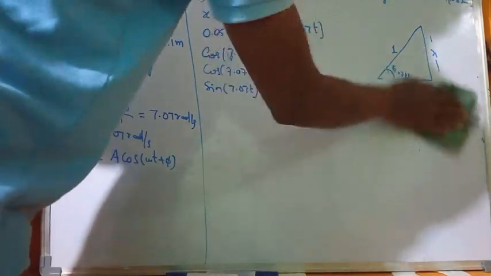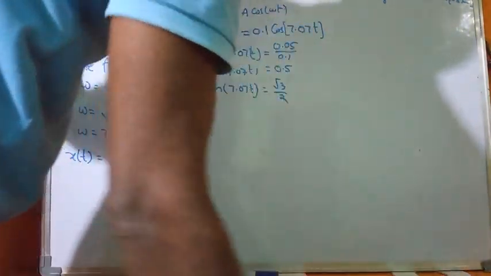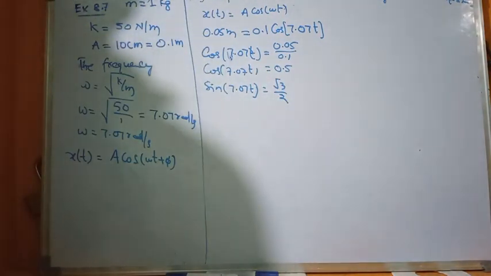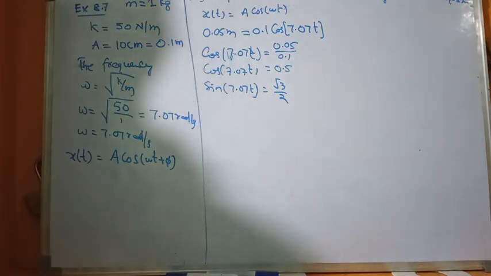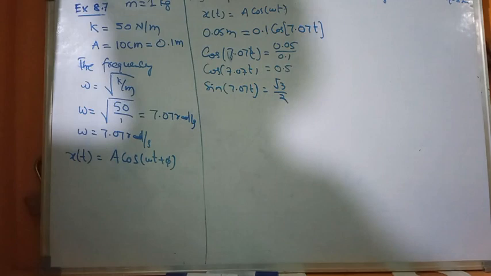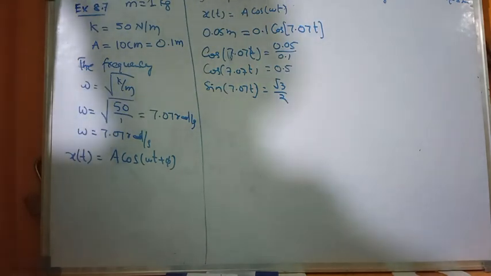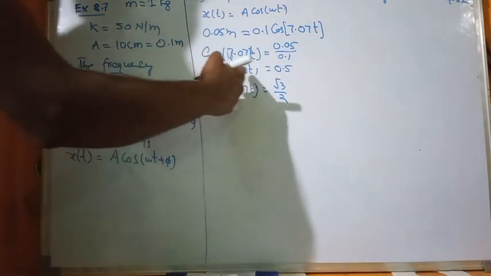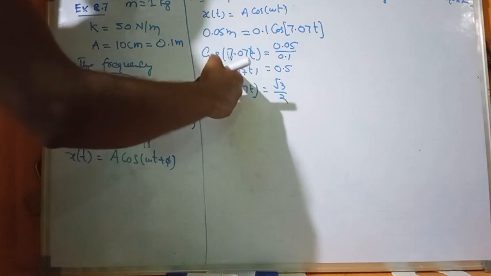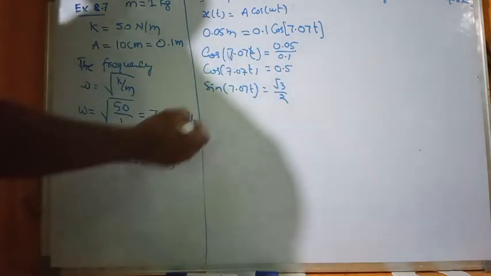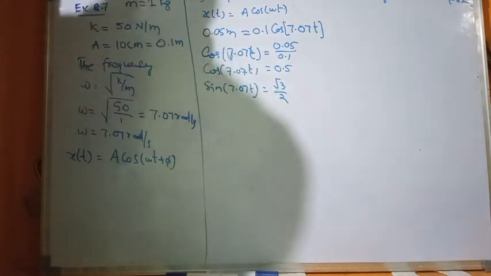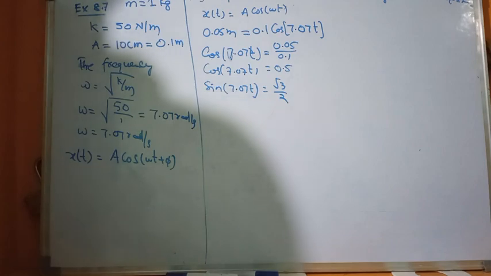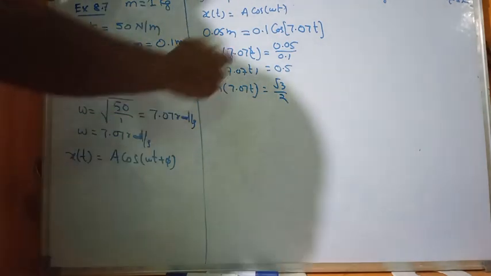Okay, so you can do that. I don't have sufficient space here, so from that, sine theta is equal to root 3 by 2. This is our position. So cos 7.07t is equal to 0.5, and sine 7.07t is equal to root 3 by 2, at x equal to 5 centimeters. This is our equation.